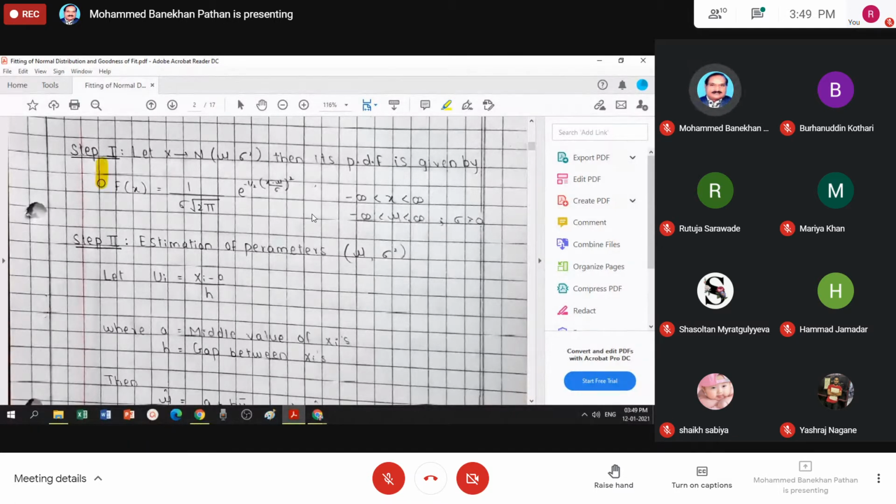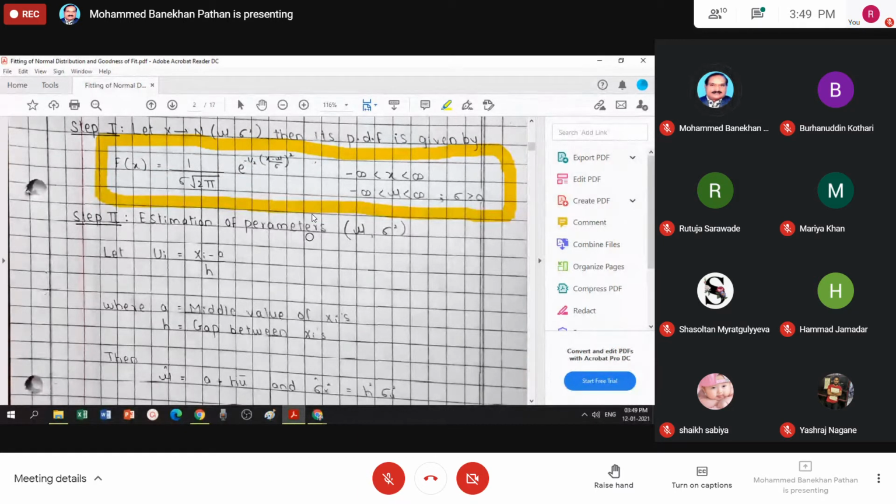So whenever you define a certain PDF, you have to put the function with all corresponding parameters. All notations should be specified in a proper way. Then the corresponding definition will be complete. After writing the function, which is called the probability density function of the normal, my first step of fitting is estimation of parameters mu, sigma square.